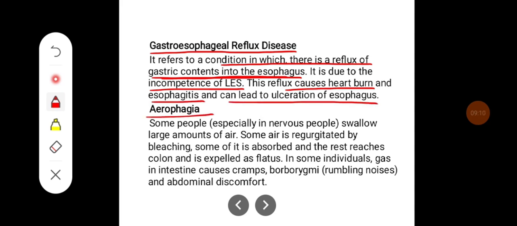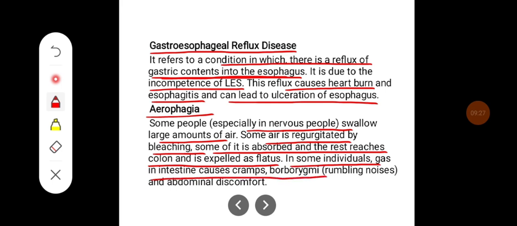Aerophagia. Some people, especially nervous people, swallow large amounts of air. Some air is regurgitated by belching, some of it is absorbed, and the rest reaches the colon and is expelled as flatus. In some individuals, gas in the intestine causes cramps and borborygmi, that is rumbling noises, and abdominal discomfort.